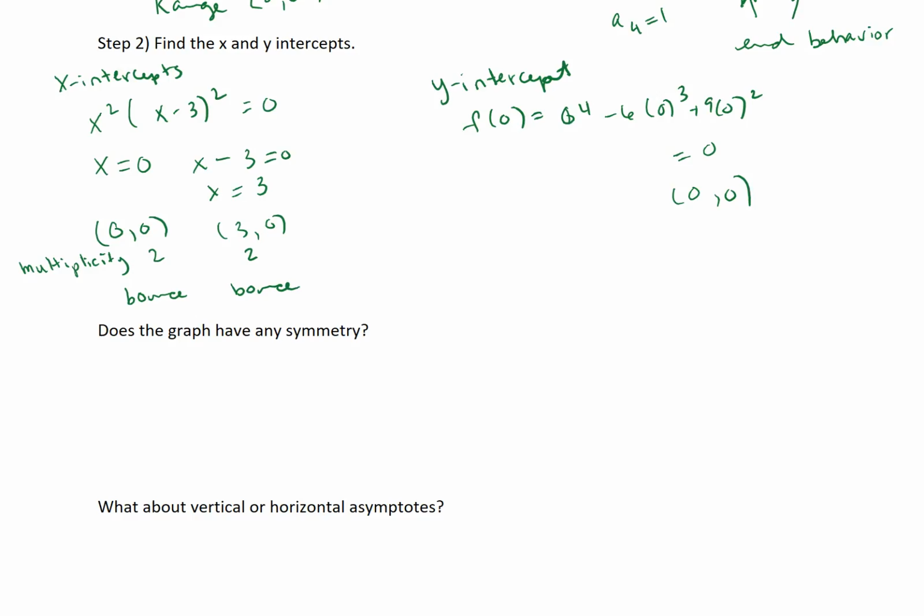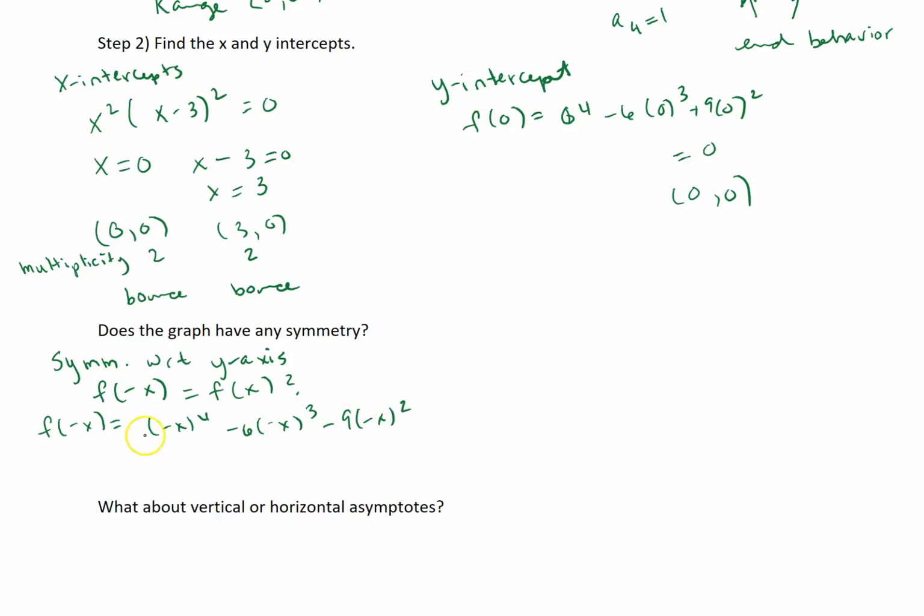If you're interested in the symmetry, there's 2 types of symmetry that you want to check for. You can talk about symmetry with respect to the y-axis. And the test for that is testing if the function is even. So you want to know, is f of negative x equal to f of x? So in this case, f of negative x would be negative x to the fourth minus 6 times negative x cubed plus 9 times negative x squared. So that gives me x to the fourth plus 6x cubed plus 9x squared. Actually, ignore me, this was supposed to be a plus right here. So it is plus 9x squared.